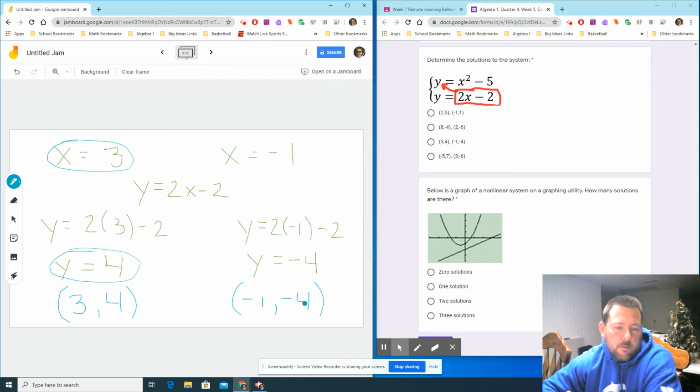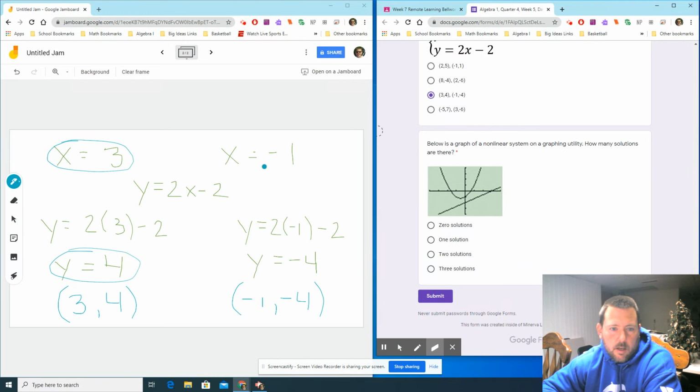This one. All right. Yep. Okay. And our last one. How many solutions are there? Okay, it is a system. Okay, it's a nonlinear system. One of these is a parabola, so this is quadratic, and this one's linear. Okay, and all you have to do is answer the question: do they intersect? They do not intersect, so 0 solutions.